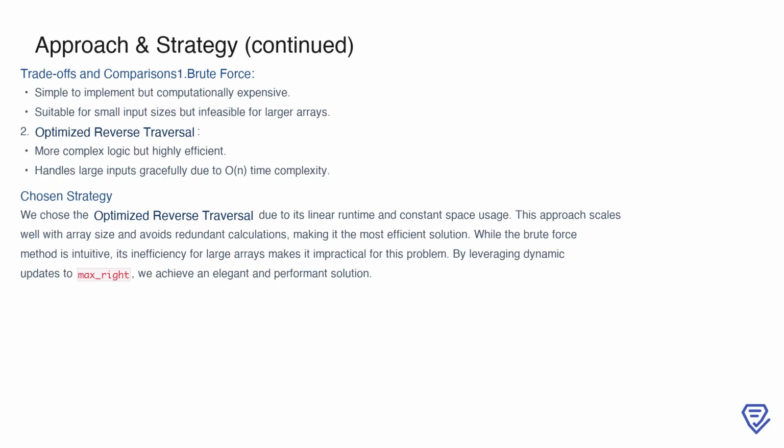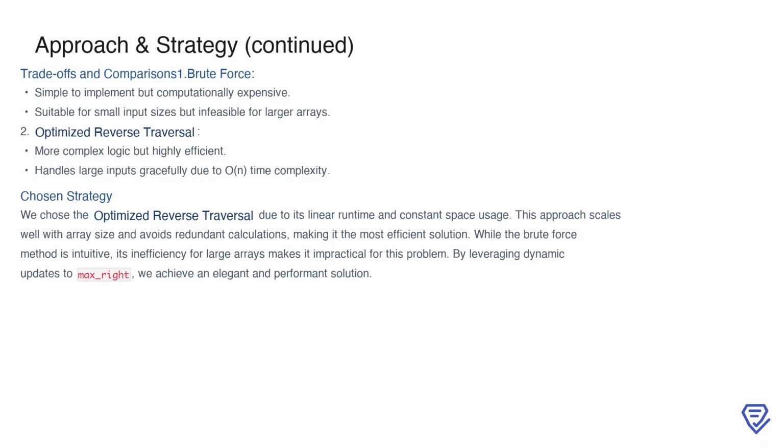When comparing the two approaches, the brute force method is simpler to implement but computationally expensive, making it impractical for larger arrays. It's better suited for small input sizes where performance isn't a concern. On the other hand, the optimized reverse traversal approach, while slightly more complex conceptually, is much more efficient. Its linear runtime and constant space usage make it the clear choice for handling large datasets.